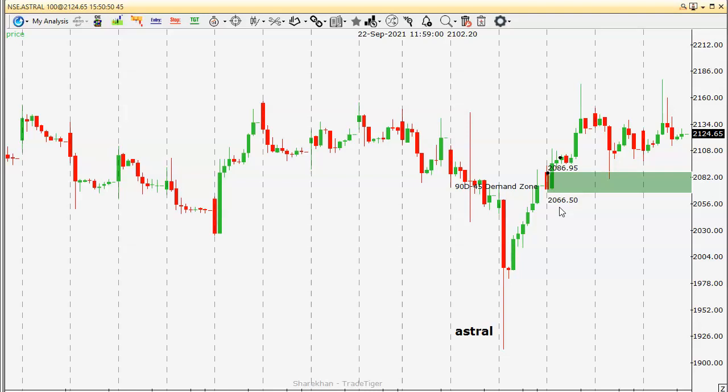For these two stocks, in the futures there is a lot of long build-up, and on the last trading day also it has given a long build-up along with the price movement. That is why we selected these two stocks: one is Page Industries, another is Astral Poly.